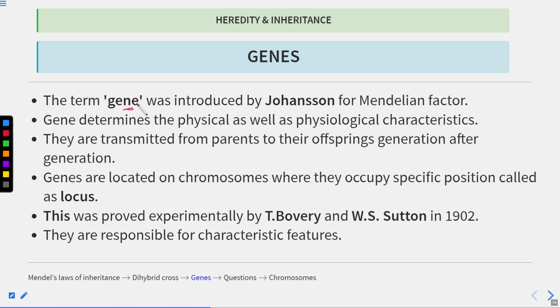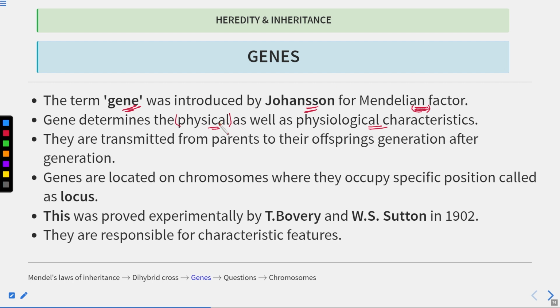The term gene was introduced by Johansen. So Johansen was the person who introduced this term for the Mendelian factors. Mendel talked about the factors that were responsible for inheritance. But later on, these factors were found out to be the genes. Clear? Now, the gene determines the physical as well as the physiological characteristics.